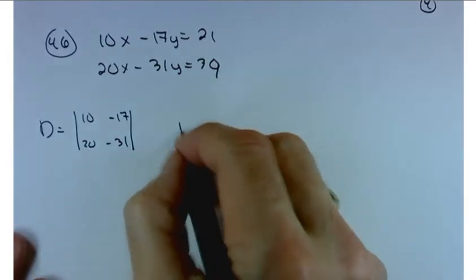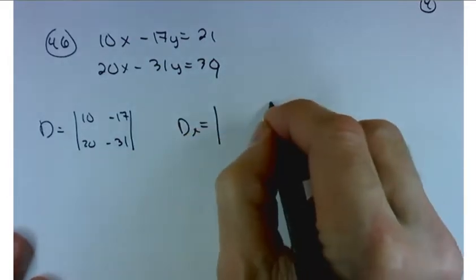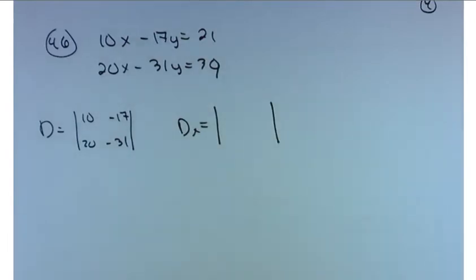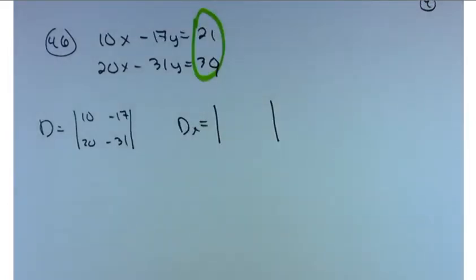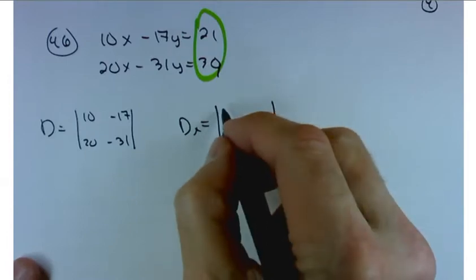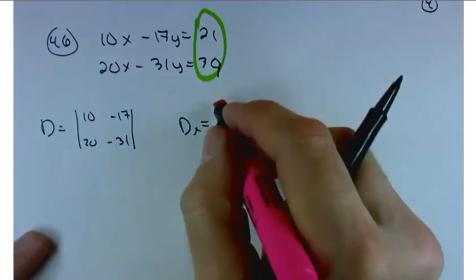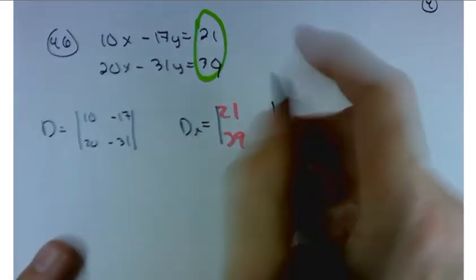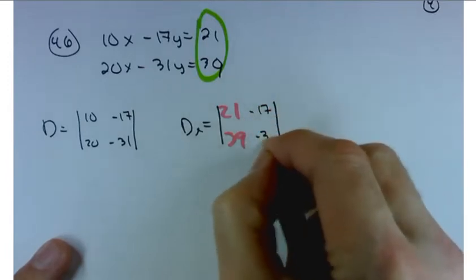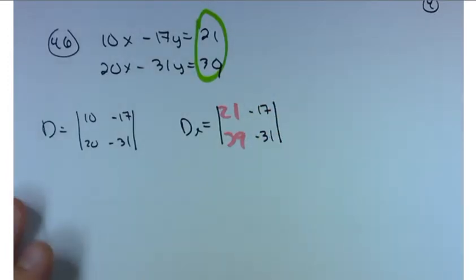Let's work on dx. So just in time on that, right? Because we're going to need that 39 right here. So for the next part here, you're going to replace the coefficients of x with that column on the right-hand side. Anyone want to tell me what this one's going to look like? Perfect. So 21 and 39, and then -17 and -31. Nice.